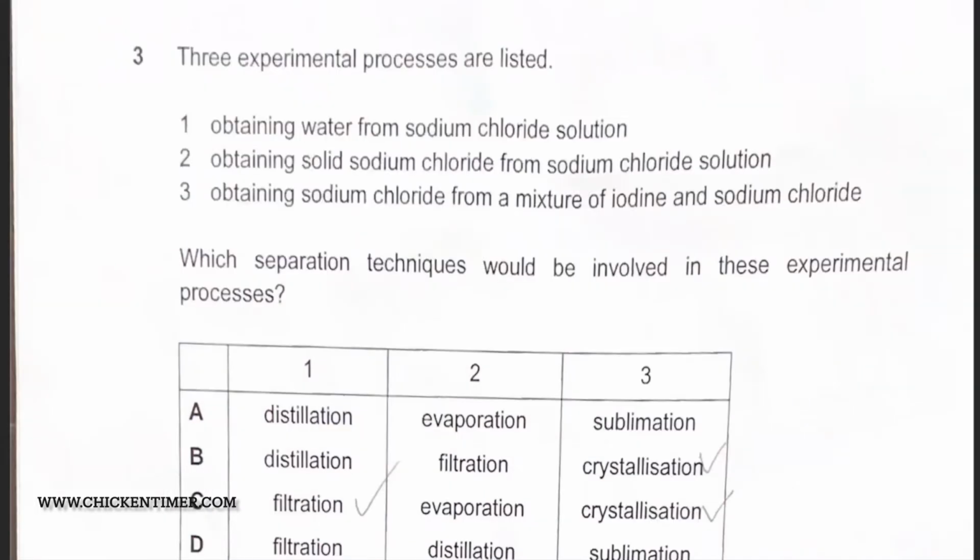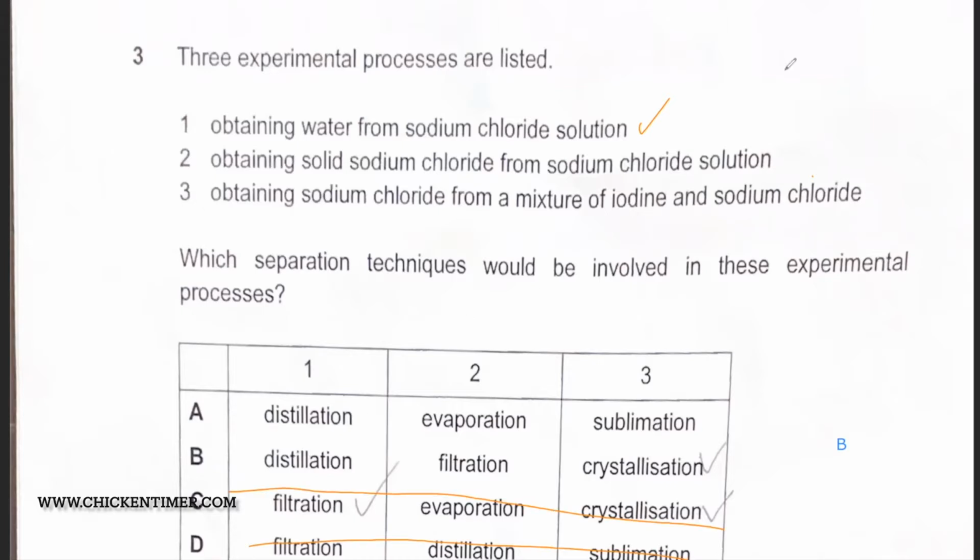Three experimental processes are listed. First, obtain water from sodium chloride solution. Second, obtain solid sodium chloride from sodium chloride solution. Third, obtain sodium chloride from a mixture of iodine and sodium chloride. They ask which methods you will use. Number one, distillation, that's fine. So you are down to these two.